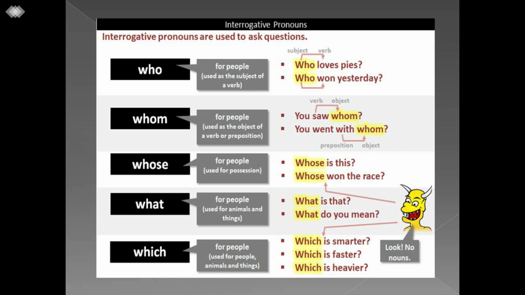Whose refers to people and is used for possession. Whose is this? Whose won the race? What is used for animals and things. For example, what is that? What do you mean? Now the last, which is used for people, animals and things. Which is smarter, which is faster, which is heavier. All the words like who, whom, whose, what and which refer to interrogative pronouns only.